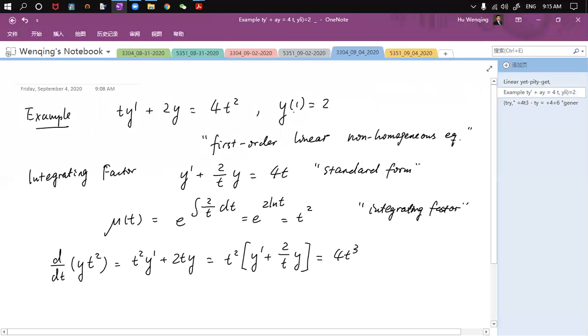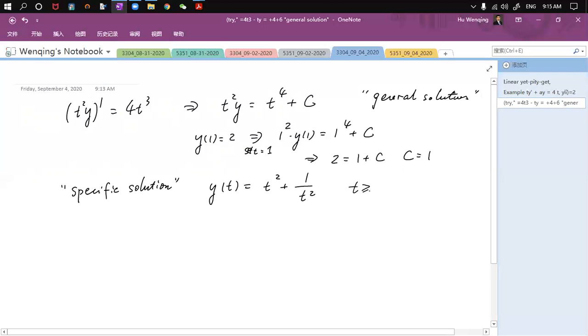Now you can see that y(1) is 2. So that means that if you set t to be a positive number, t has to be greater or equal to 1. So that's a solution of this problem.